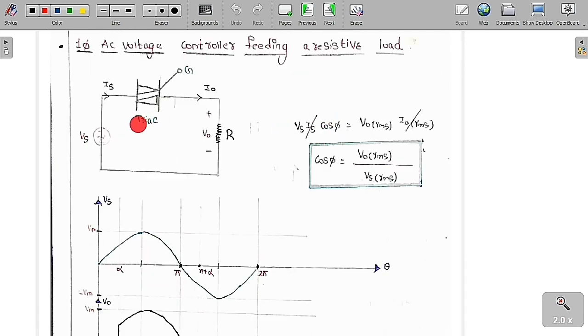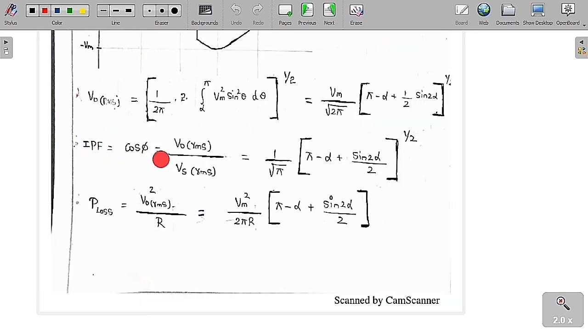Always the input power is equal to the output power. So input power is equal to Vs Is cos phi. So RMS value of the input voltage into RMS value of the input current into cos phi is equal to the output power, which is V0 RMS into I0 RMS, because it is a resistive load. Therefore Is is equal to I0 for all the time, so their RMS values are also equal, and these get cancelled. So cos phi is equal to V0 RMS by Vs RMS. So the input power factor is cos phi, equal to output RMS by input RMS.